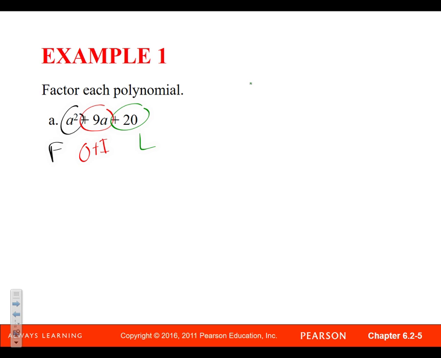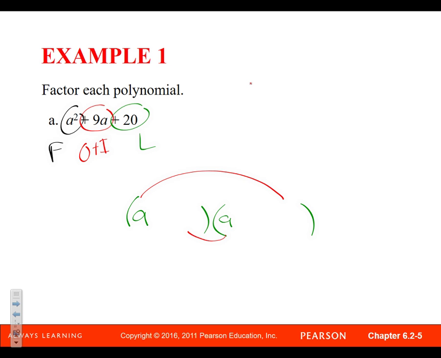So here's what we need to do. I need two numbers at the very front. Well, the only way to get two numbers to multiply to a squared is if you take a times a, right? That should be super easy for you. Now the two numbers on the end that I multiply have to make 20. But then you have to be careful because whatever you put there, that product plus this product needs to give me the middle part. 5 and 4.